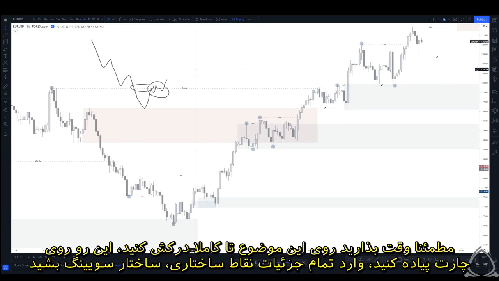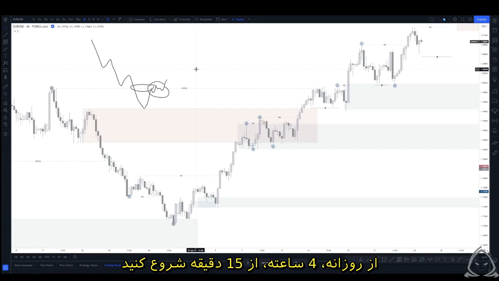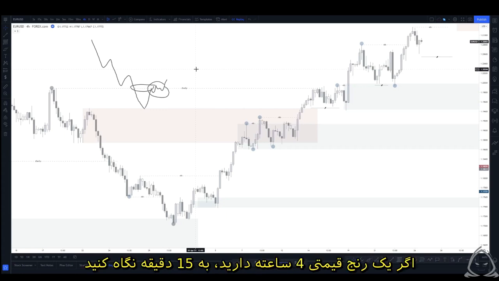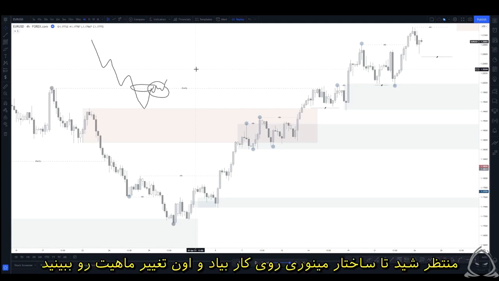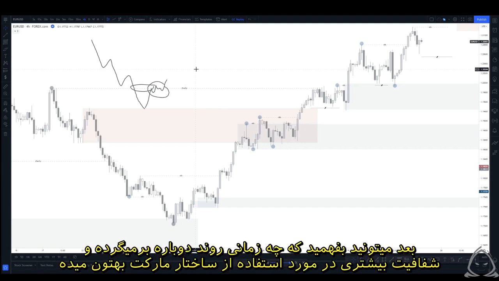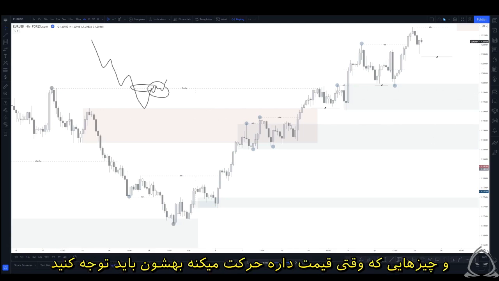Definitely take time to fully understand this, apply this to your charts, dig into all of the structural points, the swing structure from the daily, the 4 hour, start building the 15-minute within it, and just make sense of everything. If you have a 4 hour price range, look at the 15-minute, see the substructure that's created, wait till the minor structure starts to play out, you get that change of character, then you can start to understand when the trend is now taking back over. And it gives you so much more clarity on how to approach market structure and the things to be looking for as price is printing on the charts.